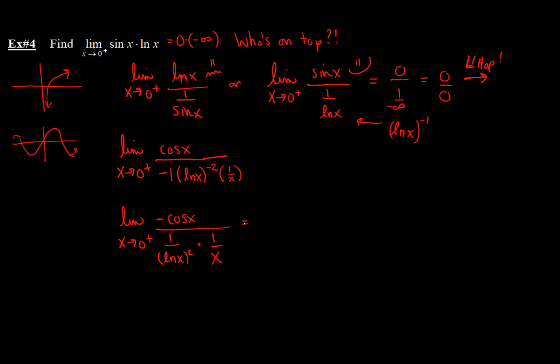All right, now let's plug in that 0. So if I plug in 0 to the top, I get negative 1. If I plug 0 into the bottom, I'm going to get 1 over infinity squared times 1 over 0. I was going to write infinity again, but 1 over 0, if you look at 1 over x, that's going to give you infinity. So this really gives you 1 over infinity, which is going to give you 0. Interesting, eh?